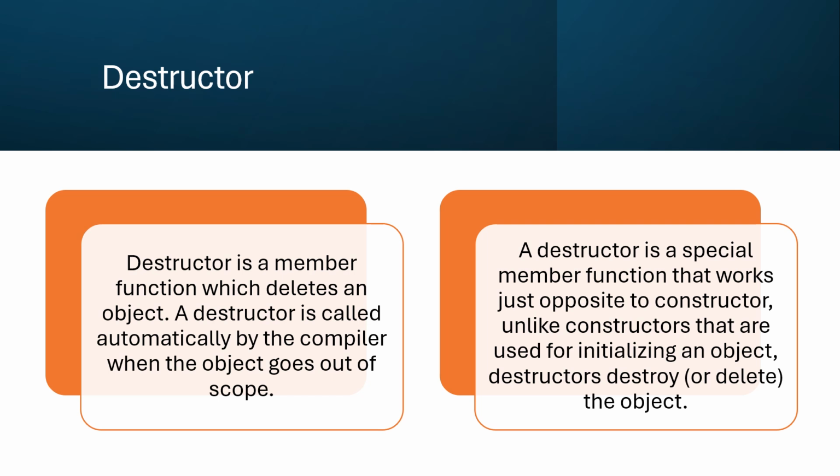What is known as a constructor? A constructor is created with the class name. The class name constructor is created, and a constructor can be created with arguments or without arguments. The opposite of that is the destructor. That is, the created object is destroyed by the destructor. It is also a member function.